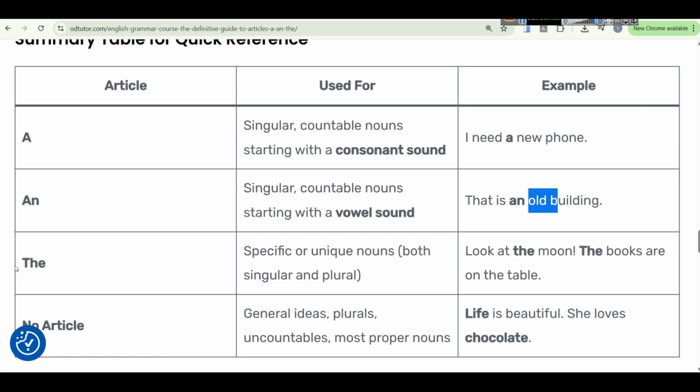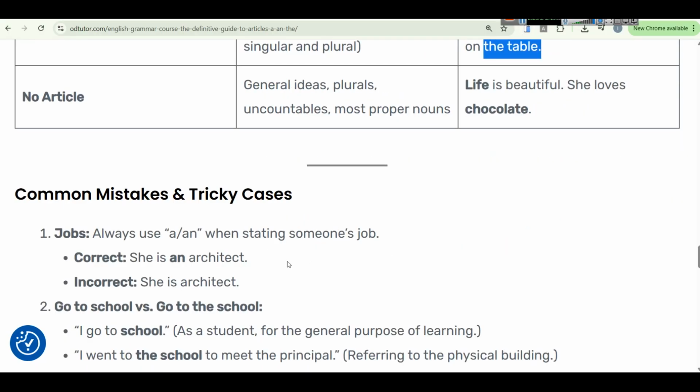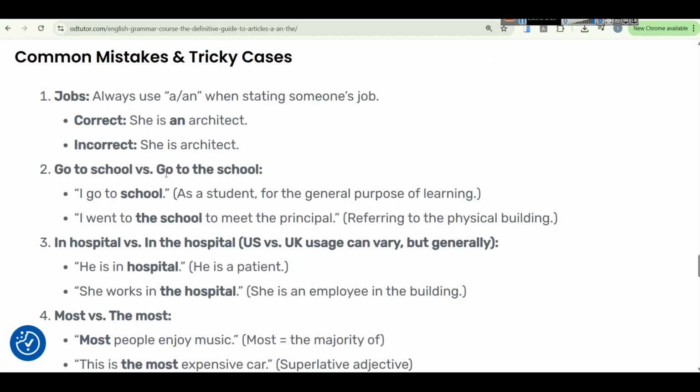The, specific or unique nouns, both singular and plural. Look at the moon. The books are on the table. We are talking about specific books that are on the table. So the books, the table. No article where we have general ideas like plurals, uncountables, most proper nouns, like life is beautiful, she loves chocolate or chocolates.